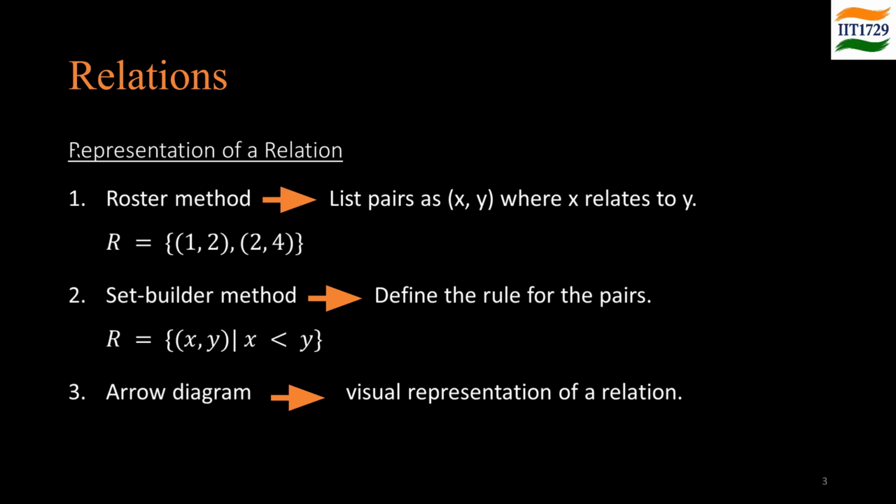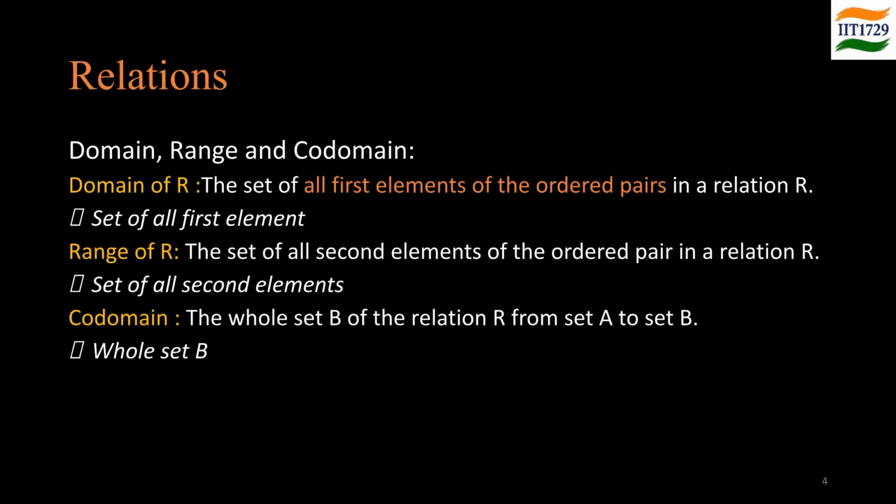Relations can be represented in three main ways: the roster method, where you list pairs, the set builder method, which defines a rule, and the arrow diagram, which provides a visual representation. Let's understand domain, range, and codomain. The domain is the set of all first elements in the relation. The range is the set of all second elements in the relation, and the codomain is the entire set B.